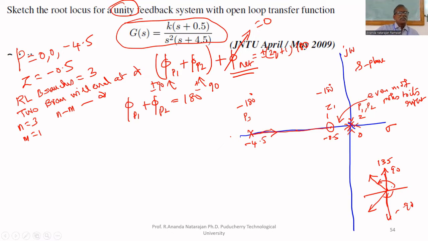All other angles, it is not symmetrical. Therefore, the root locus comes out from the origin at an angle of 90 degrees. So it comes out at 90 degrees. Here also it comes out at 90 degrees.